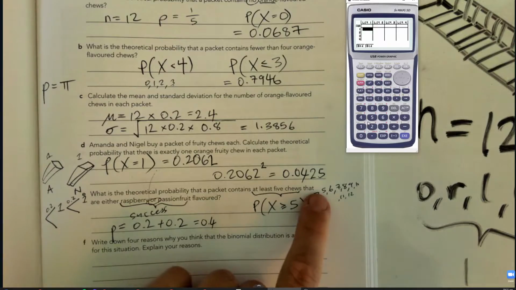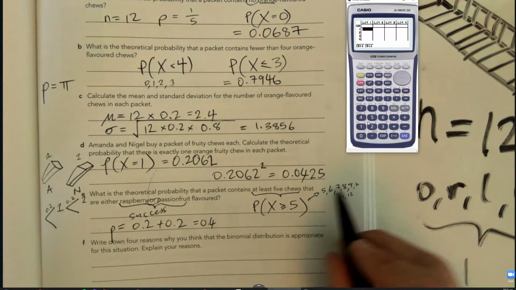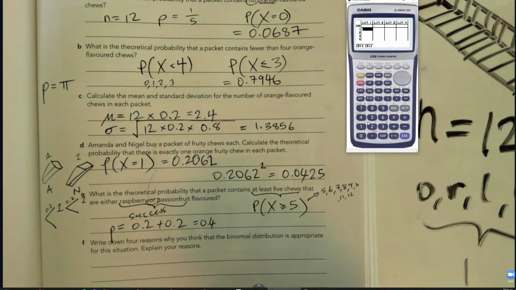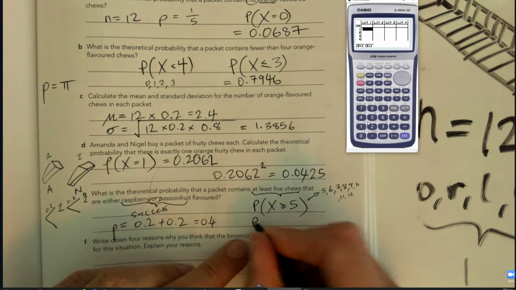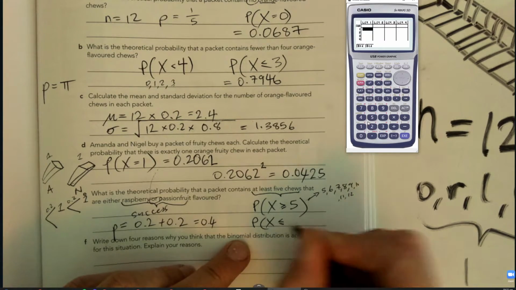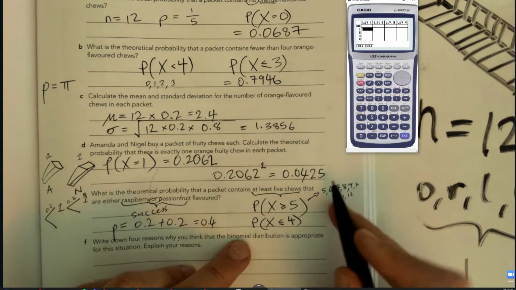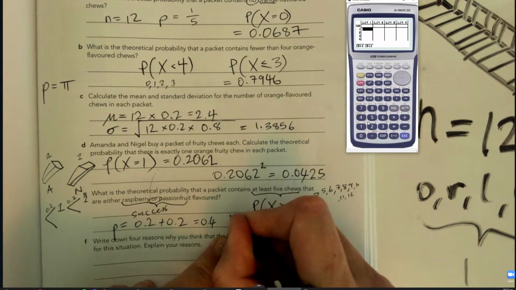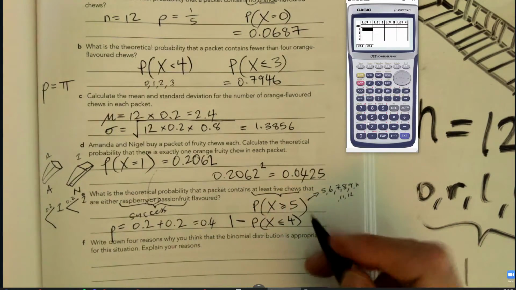Right? We want to know this one, so we're going to have to do the opposite. The opposite of that would be 4, 3, 2, 1, 0. So how can we do that? Well, that's going to be P(X ≤ 4), because that means we're going to include everything but these. And then we'll just do 1 minus that, and that will get us this list. Right?